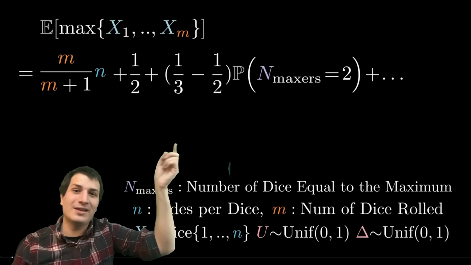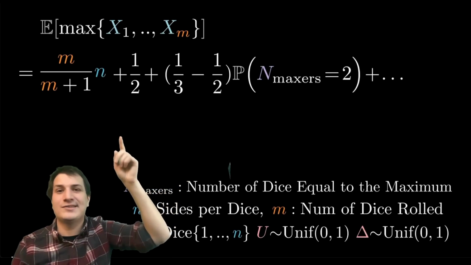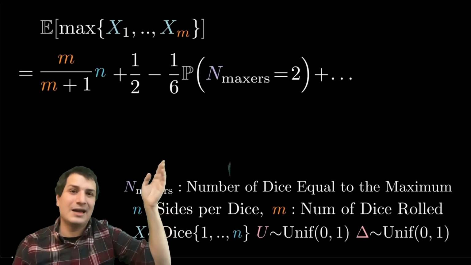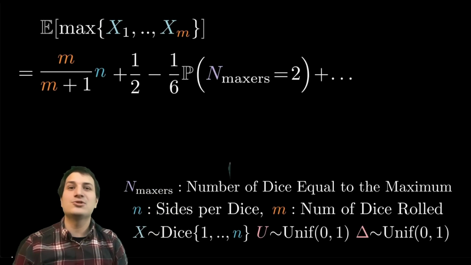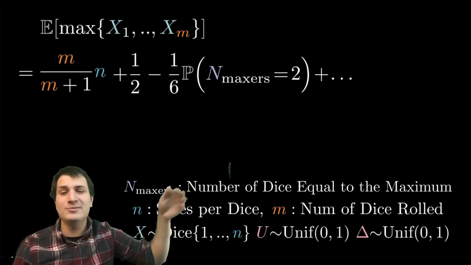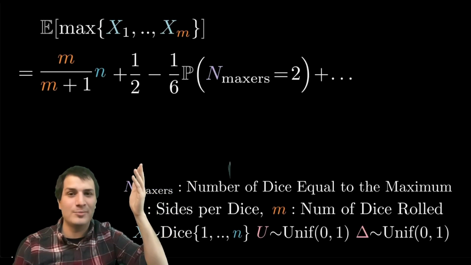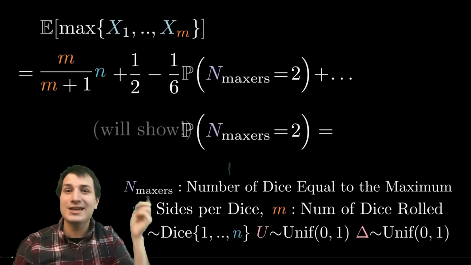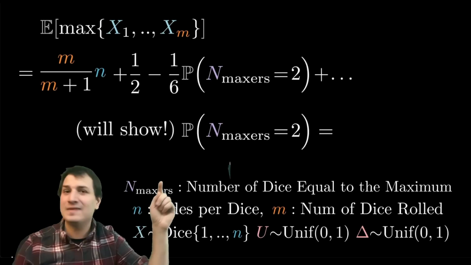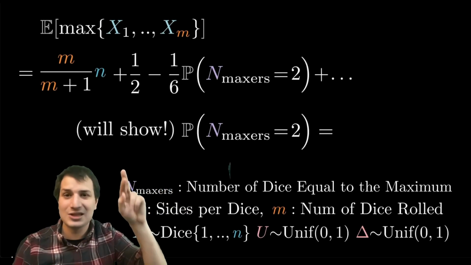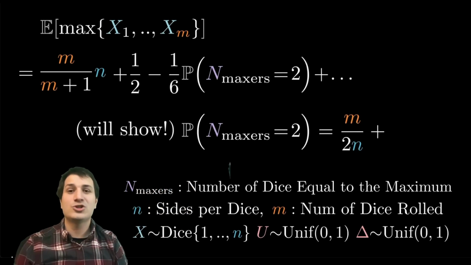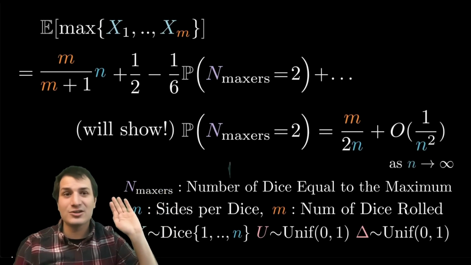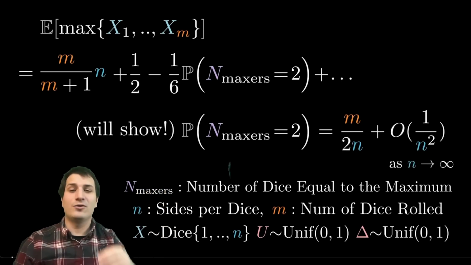And the nice thing about doing this is we've isolated that plus 1/2 as its own term. So now it's always plus 1/2, and then we have 1/6 times the probability that the number of maxers equals 2. There's higher order terms. That's going to be like something involving the probability that the number of maxers is 3 or 4 or so on. Fortunately for us, we can calculate what these are. So we will show that this probability, that there's a coincidence of 2 dice tied for the maximum, that it's m over 2n plus smaller terms. So terms that are size 1 over n squared for large values of n.